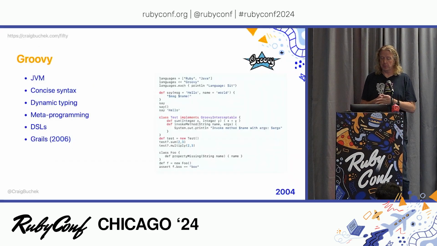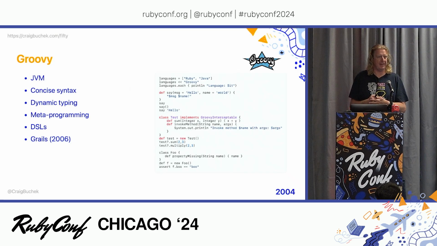Also in 2004, the Groovy language came out, another JVM language. I was surprised to learn it's actually a superset of Java. So you can just do Java and then add some more concise stuff. And so it borrowed from Ruby: concise syntax, dynamic typing, closures, and metaprogramming.